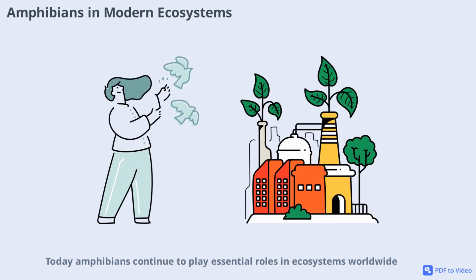Today, amphibians continue to play essential roles in ecosystems worldwide. Their presence indicates healthy environments, and their decline often signals ecological problems. Protecting amphibians is not just about preserving a single group, but about maintaining the balance and health of entire ecosystems.